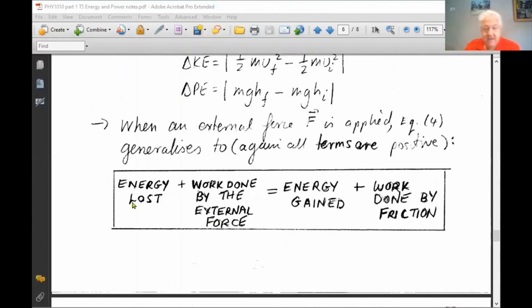Finally, when an external force is present, in many of your problems, you're not going to have an external force, but I think I've seen some problems in your tutorials with an external force. But in any case, if it is present, then the formula becomes this. Energy lost plus the work done by the external force is equal to energy gained plus work done by friction.